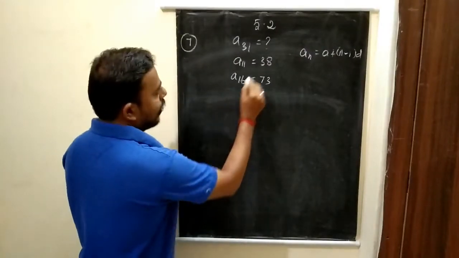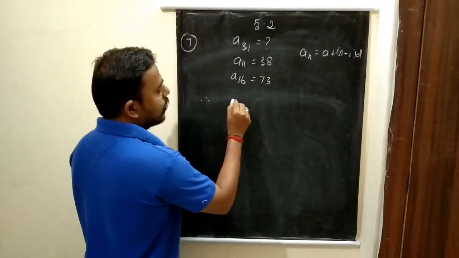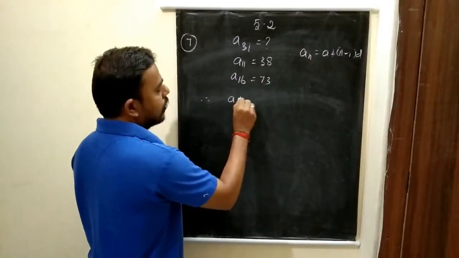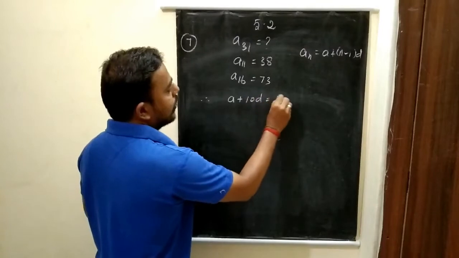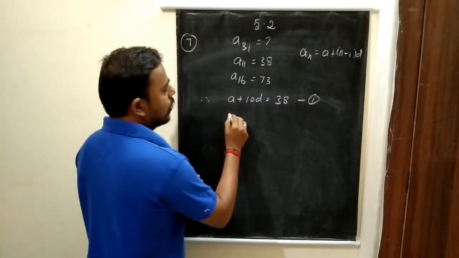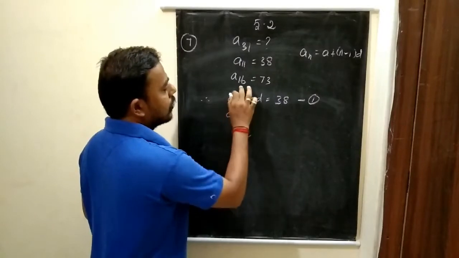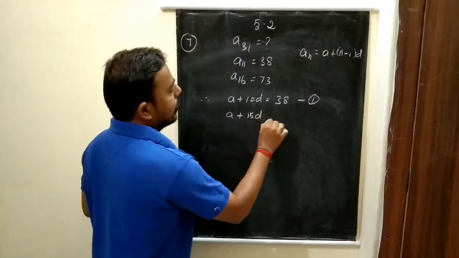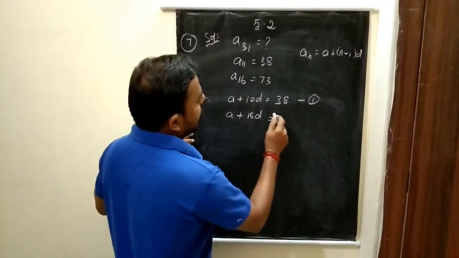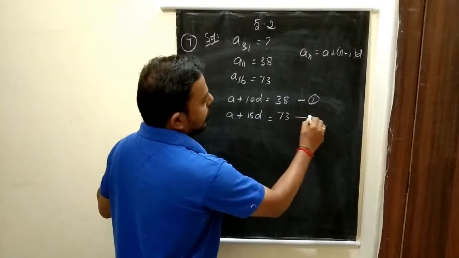So for that, think about A11. A11 equals 38. Therefore, a plus (11 minus 1), so a plus 10 into d equals 38. This is the first equation. And the second equation: a plus 15d equals 73.